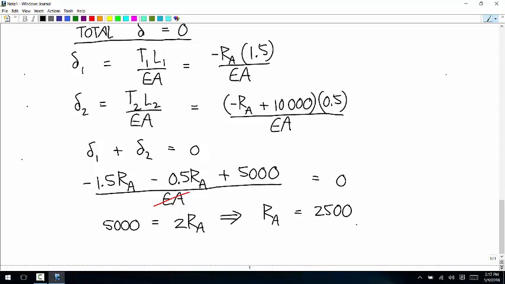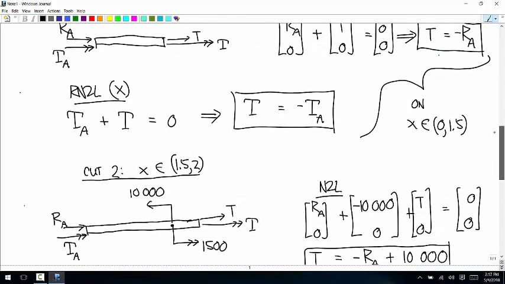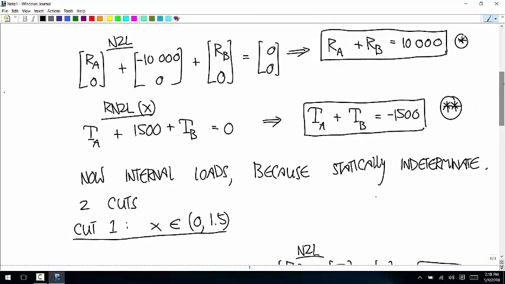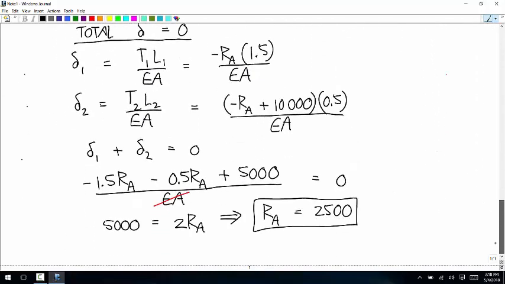And now we can take this, go back up to any of these steps, any of our free body diagrams. We got a positive value for RA, so that means that at this end, the force is pushing that way. And we can go to the statics equation now and calculate RB. RB is 10,000 minus 2,500, so RB is 7,500.